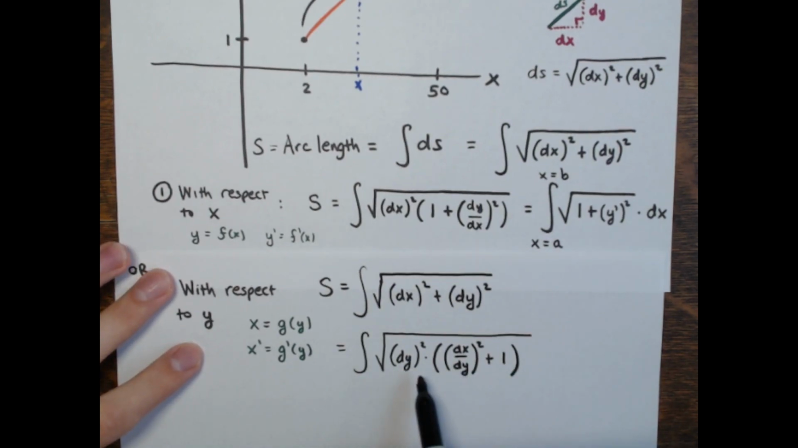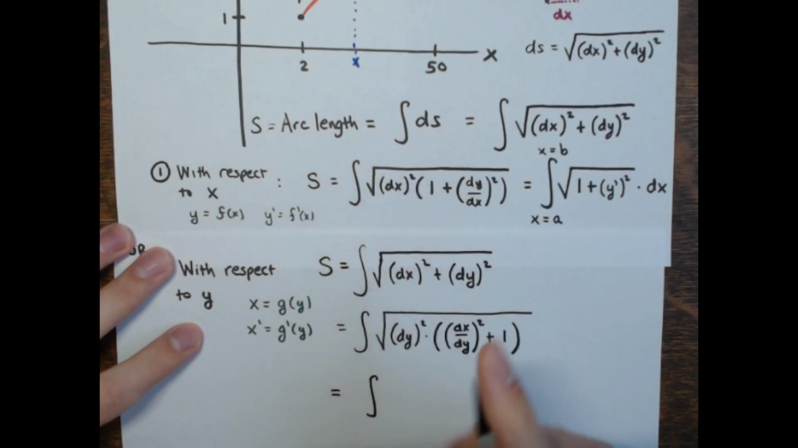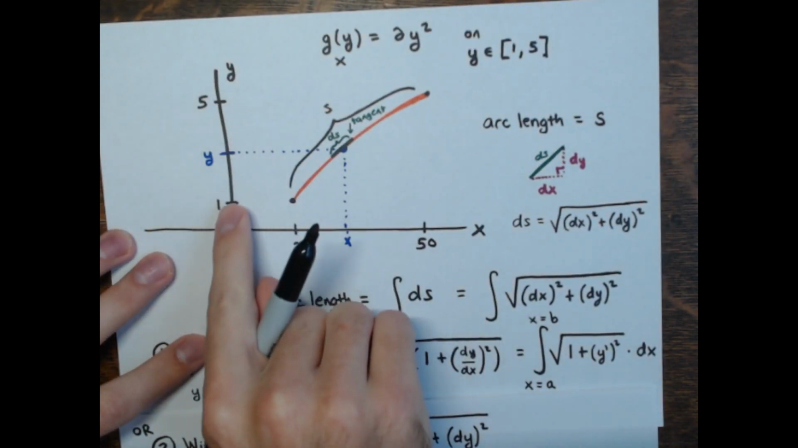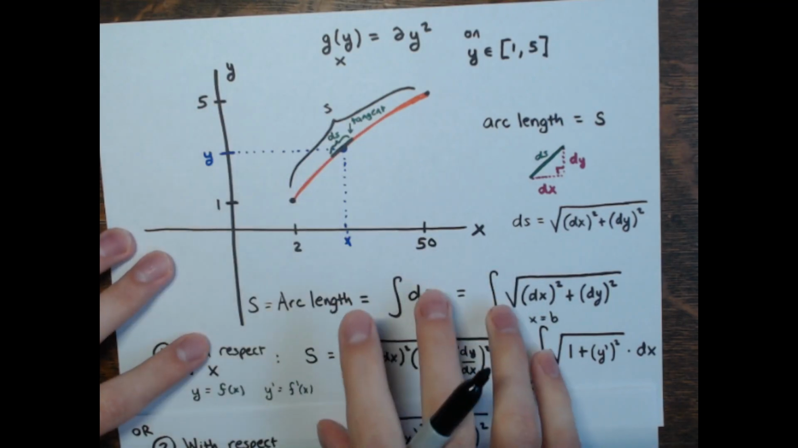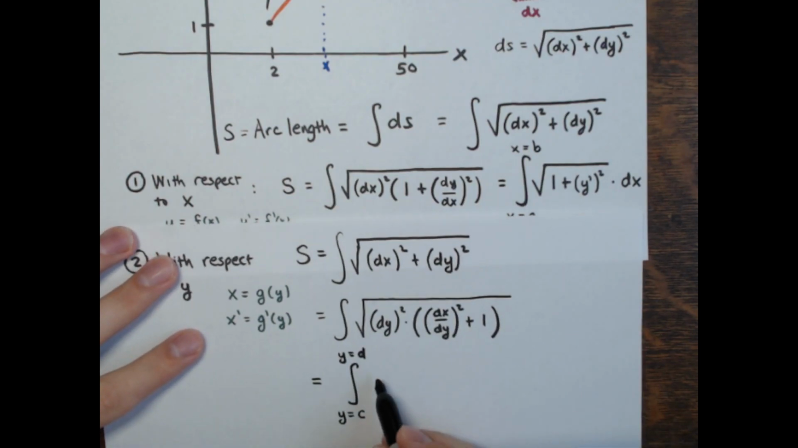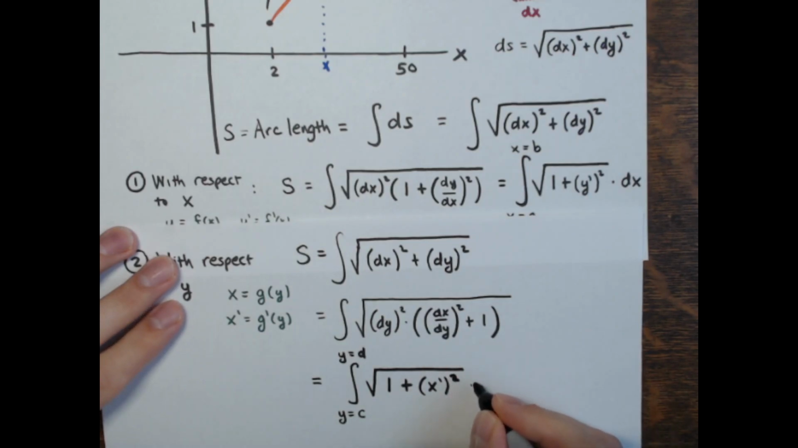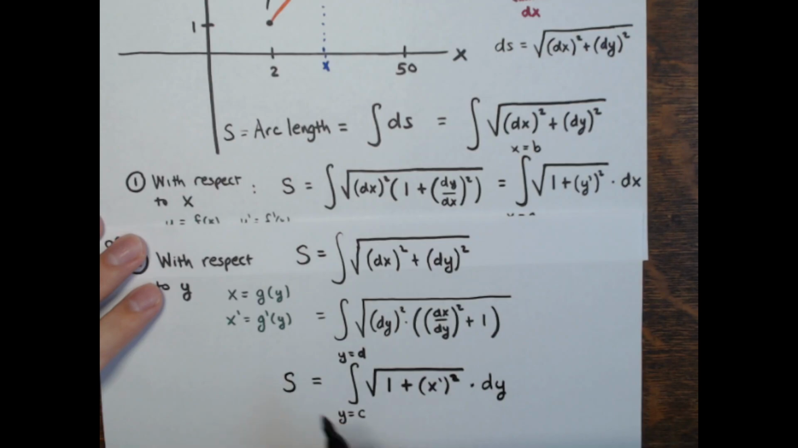And then the square root of a product is the product of the square roots. We're getting the integral, and this is going to be, again, with respect to y, so these are values of y. From y equals some value c to y equals some value d, which in my picture up here, the y values that this curve is over is from 1 to 5. So I'll have 1 to 5 for the limits. And then times the square root of x prime squared plus 1, or 1 plus x prime squared. Again, this is x in terms of y, g prime of y. And then the square root of dy squared would just be dy, so you have times the dy out here. So there's your two arc length formulas.